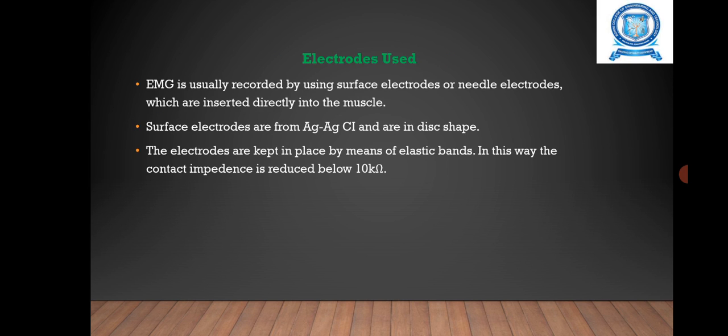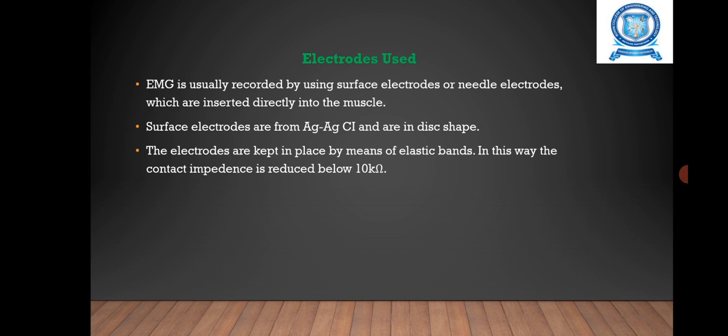Next, we are going to see the electrodes used. It is usually recorded by using surface electrodes or needle electrodes, which are inserted directly into the muscle. The surface electrodes or needle electrodes are used to pick up the potential produced by the contracting muscle fibers. Here the surface electrodes are made of silver and silver chloride, and they are disc shaped.